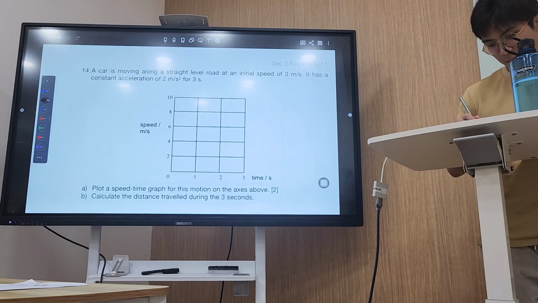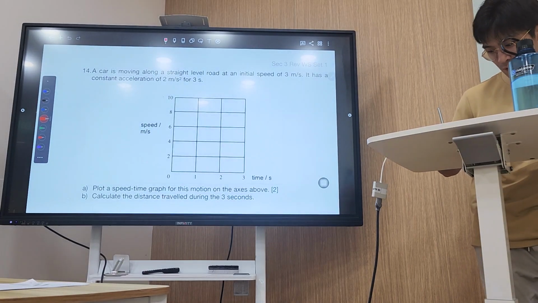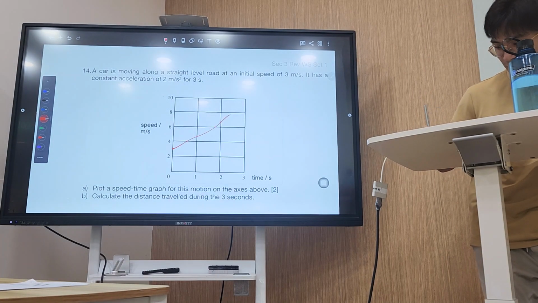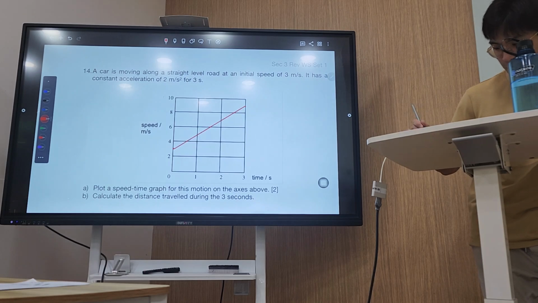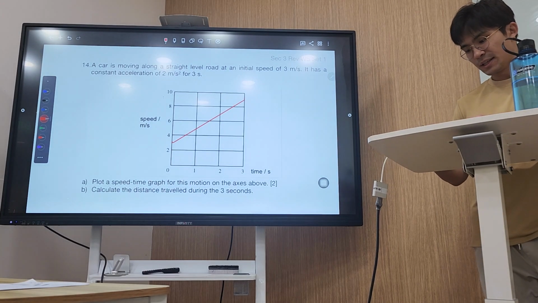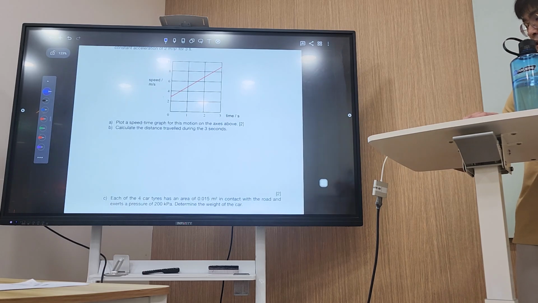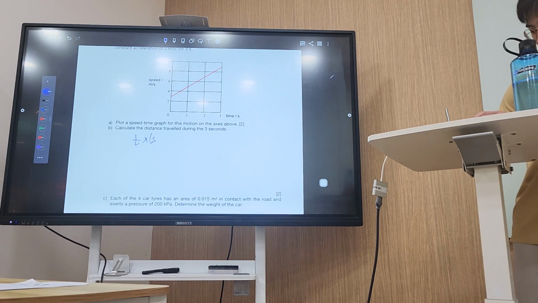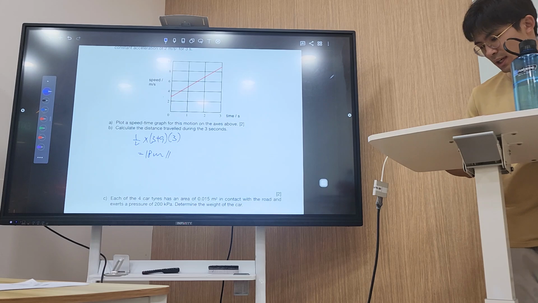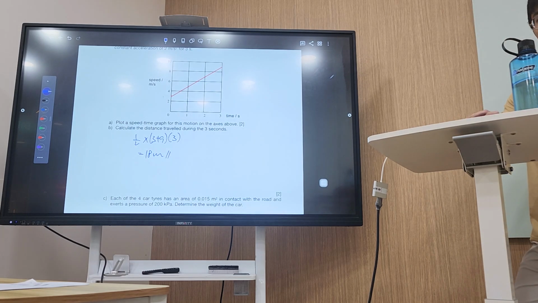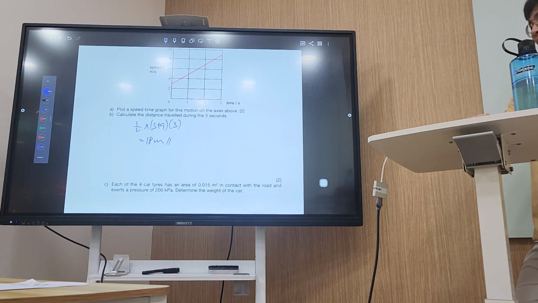Firstly, I'm happy to see that everybody managed to draw a simple graph. Straight line up from 3 to 9. Calculate distance traveled: half times sum of parallel sides times height. It's just a simple trapezium. Half times 3 plus 9 times 3, 12 times 3 is 36, half of that is 18 meters.